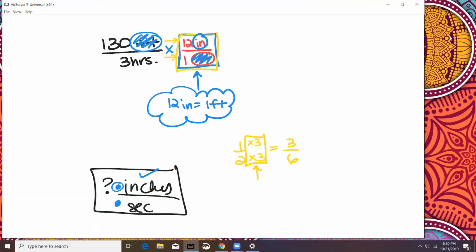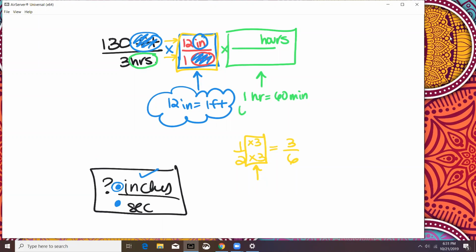Okay, so now we're going to work on changing these hours to seconds. I notice that I've got hours on the bottom, which means I'm going to need to have hours written on top. Again, the conversion here, going from hours to seconds, is that 1 hour equals 60 minutes.